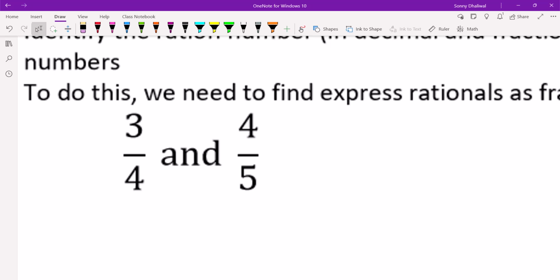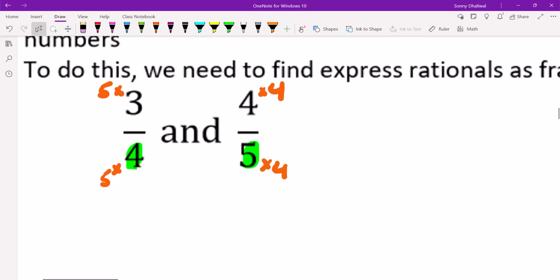Right? So we look at this and we go, we have 4 and 5, our common denominator between 4 and 5 is 20. So over here, we need to multiply by 5 to turn that into a 20. And we need to multiply this side by 4. Remember to keep these things equivalent so we don't change the value of the fraction. We need to multiply the tops as well. Right? So we do that. The first fraction changes from 3 over 4 to 15 over 20. And the second fraction changes from 4 over 5 to 16 over 20.